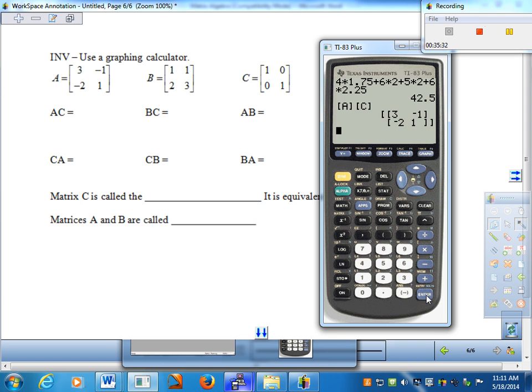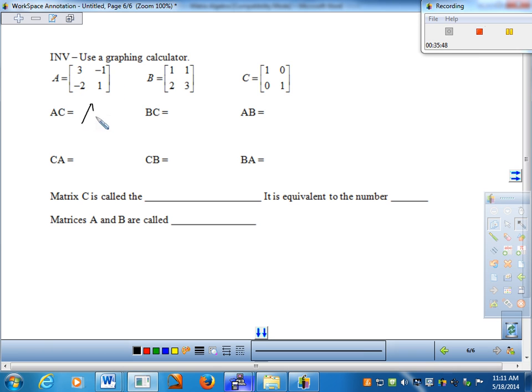Look at those numbers, 3, -1, -2, and 1. Do those numbers look familiar? Yeah, look at this. It is A, isn't it? Cool. So when I did A times C, I actually got A.